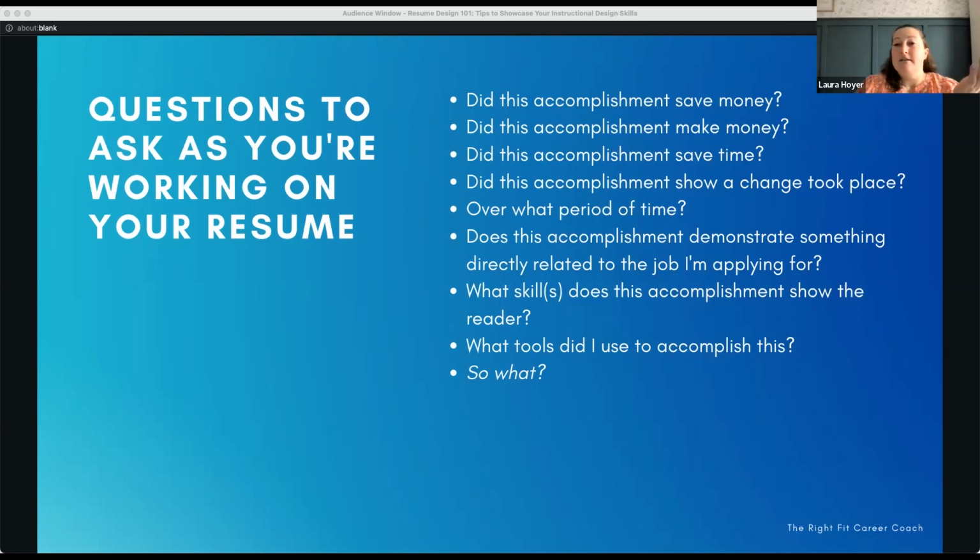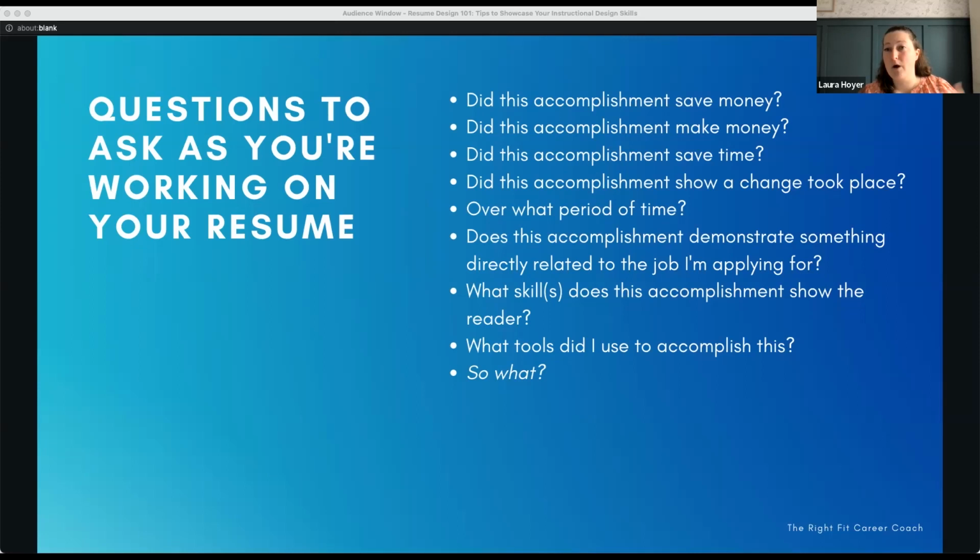So companies care about money. So it's always important to ask yourself first, did it save money? And sometimes, like in the example I just showed you, the saving money can come from saving time. You may not have an exact figure, but you can say it also saved the company money or the organization money. You can also talk about accomplishments that made money, accomplishments that save time, and then very important, especially for instructional design, because that's part of what you're intending to do, is showing a change took place. Basically, because you were involved, something happened.